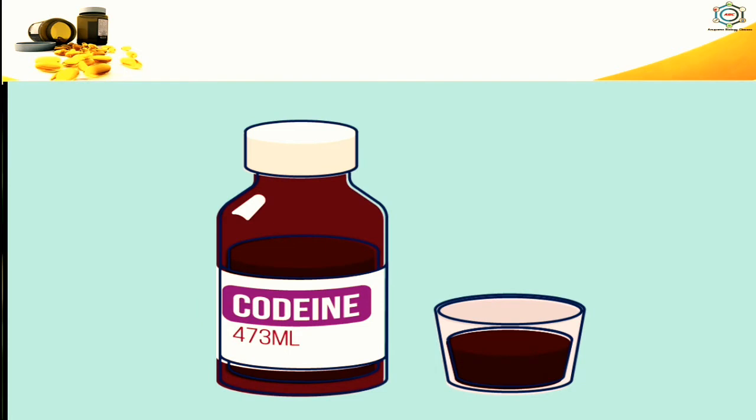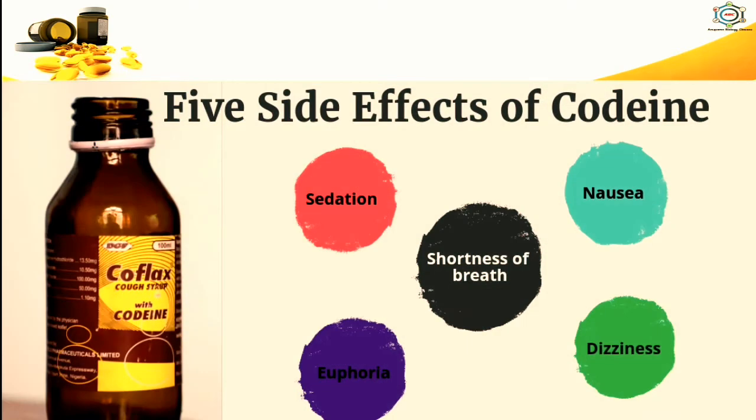Now, second is codeine. Codeine may be obtained from opium or morphine. It is in fact methyl morphine. Opium contains 0.7 to 2.5% of codeine. It has mild analgesic properties. It does not cause addiction. It is an ingredient of many medicines and cough syrups. A notable side effect of codeine is constipation. Now, the side effects of codeine, in which first one is sedation, nausea, shortness of breath, euphoria and dizziness. So these are the side effects of codeine.